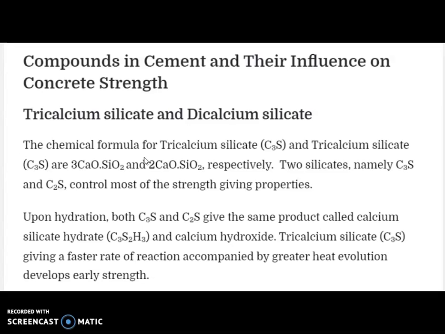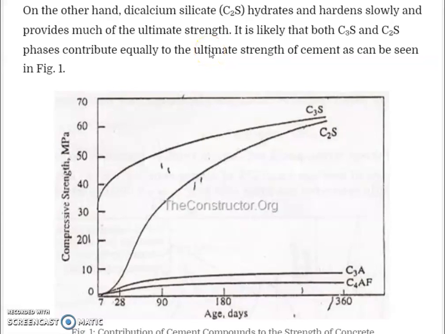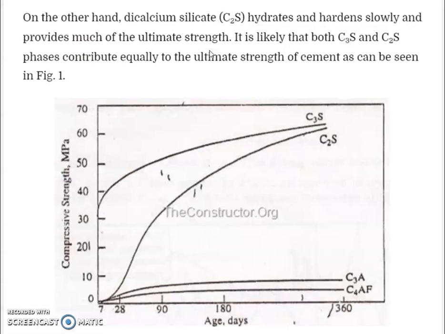Tricalcium silicate, C3S, gives a faster rate of reaction accompanied by greater heat evolution. So in the process of hardening, it is liberating a lot of heat and it develops early strength. On the other hand, dicalcium silicate hydrates and hardens slowly. It provides much of the ultimate strength. So the strength gained in the later stages of your concrete, in its little older age, will be due to dicalcium silicate. In its younger age, it will be due to tricalcium silicate.